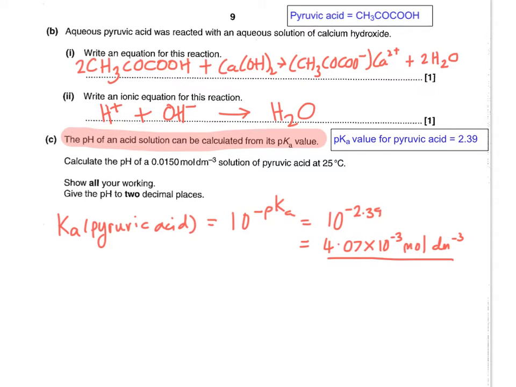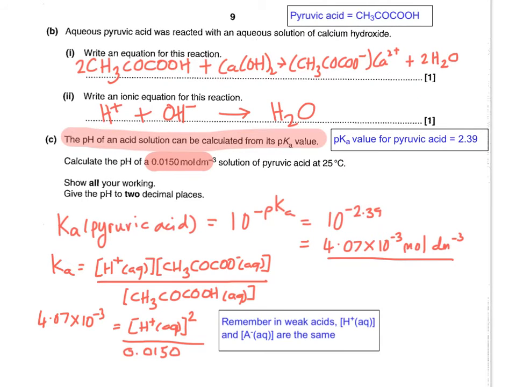I don't have to put moles per decimeter cubed in, but because it carries a unit, I always like to do that. That's just a personal preference. The next thing to do is to start to look at the data we now have, so we can put it into the Ka expression. Remembering that in weak acids, the concentration of H plus and the conjugate base, A minus, are the same, we can make an assumption that H plus squared is going to be divided by 0.0150, which is the concentration of our pyruvic acid.